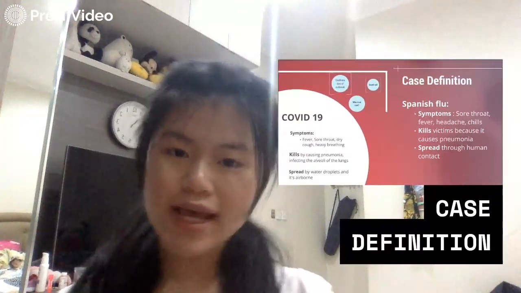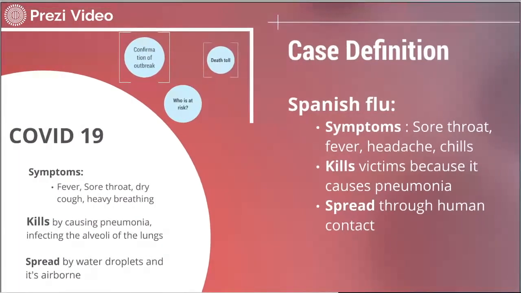First, I would like to start with the case definition. For Spanish flu, the symptoms were sore throat, fever, headache, and chills. It kills victims because it causes pneumonia and is spread through human contact. For COVID-19, the symptoms were fever, sore throat, dry cough, and heavy breathing. It kills by causing pneumonia too, and is spread by water droplets, and it's airborne.